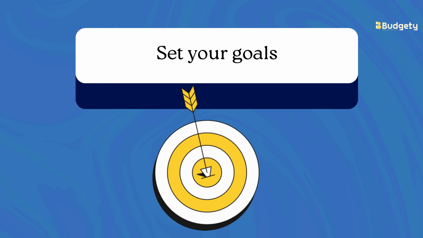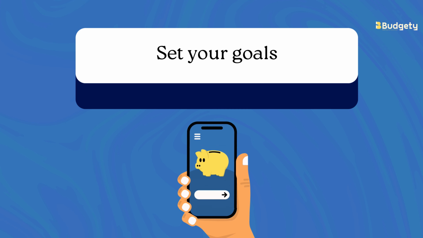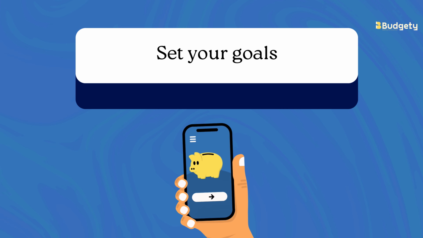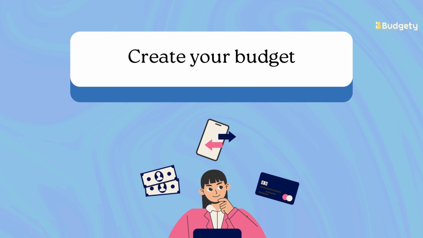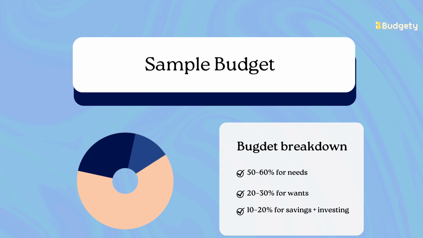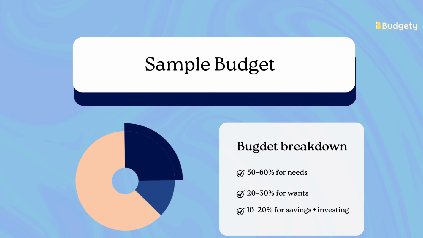Next, it's time to set your goals. Decide what you want your money to do for you. Maybe build an emergency fund, pay debt, or save for a trip. Next, create a budget. Here's a simple structure you can use: 50 to 60% for needs, 20 to 30% for wants, 10 to 20% for savings and investing.